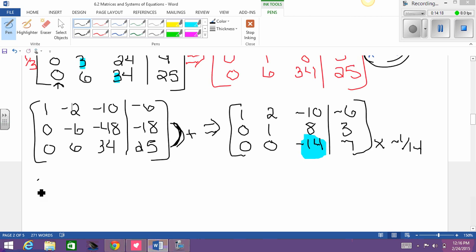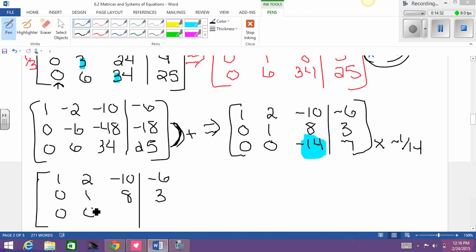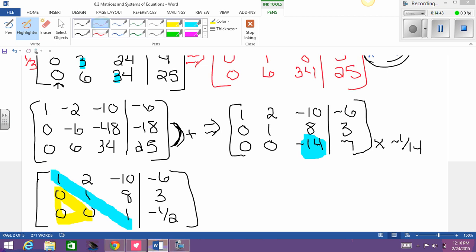All right. 1 and 2 did not change. 1, 2, -10, -6, 0, 1, 8, 3. Multiplying through by a -1/14, 0, 0, 1, -1/2. So now, do I have what I wanted? I've got my diagonal ones, and I have my 3 zeros here. I've completed what I want. So now what I do with this information is I take it and I write these as a system of equations.